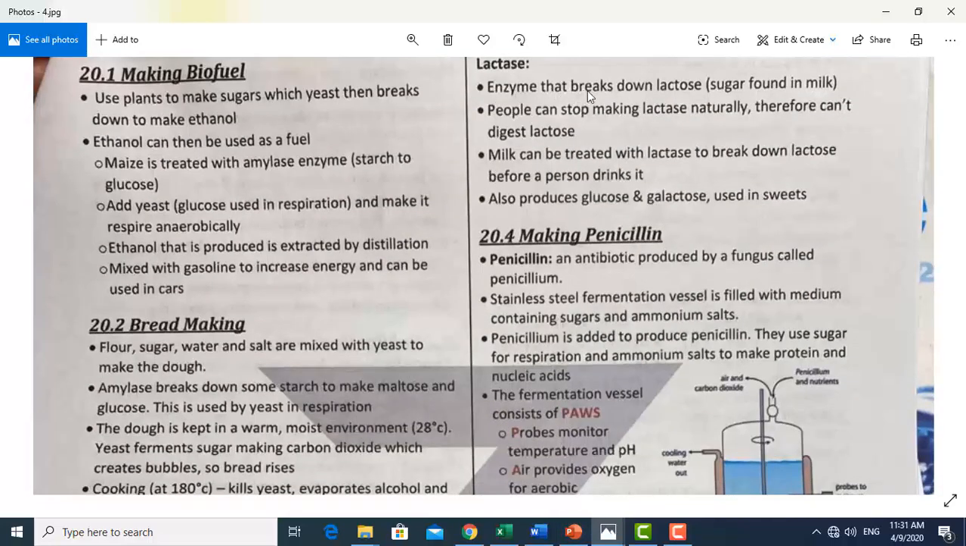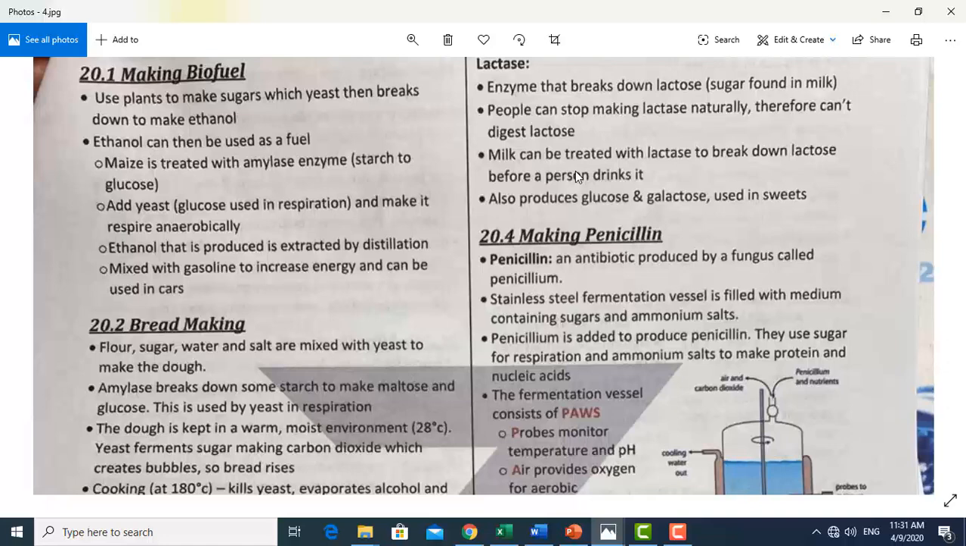The lactase enzyme breaks down lactose, the sugar found in milk. Some people can't make lactase naturally, therefore can't digest lactose. Those who have an allergy, or are born without the lactase enzyme naturally, practically you will find them going to stores trying to find lactose-free milk. But nowadays, since biotechnology and genetic engineering has been present, they can find this sort of product.